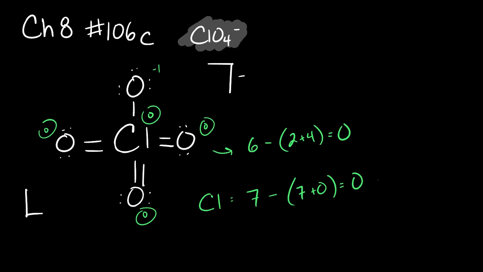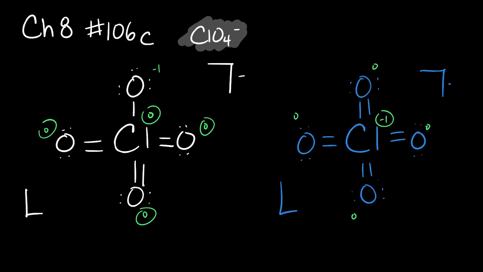So the question is now, do we let oxygen carry that, or do we add another double bond and let chlorine carry that? So let me show you that structure. So here we are. Do we need 3 double bonds and the negative 1 formal charge on an oxygen, or do we need 4 double bonds and the negative 1 formal charge on the chlorine?